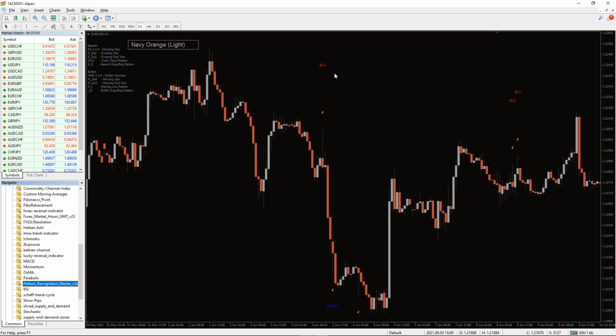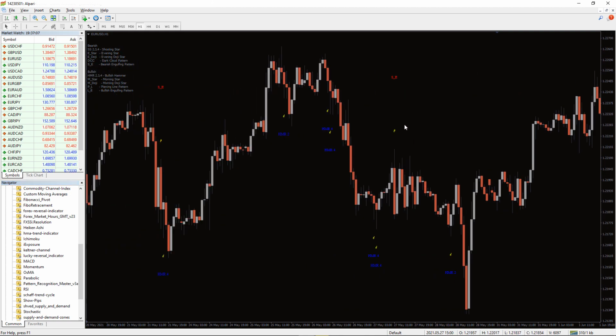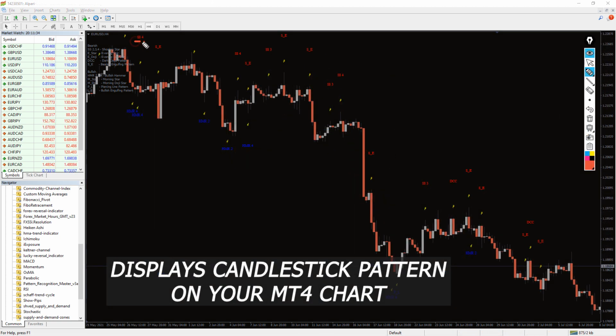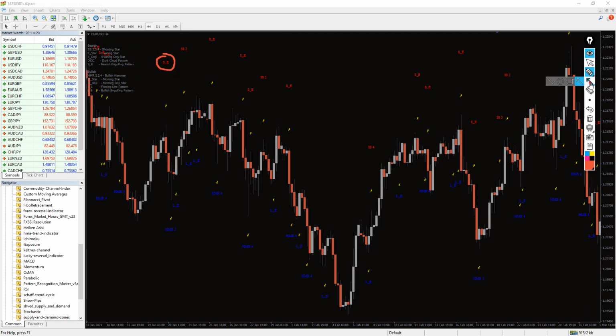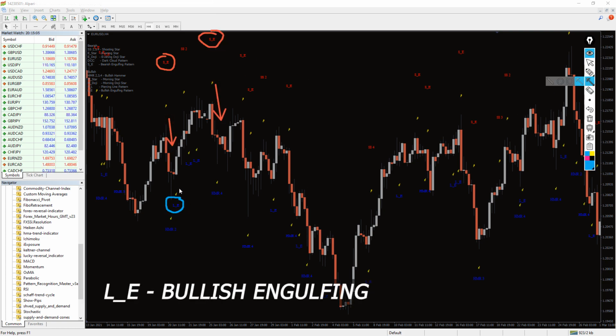The Pattern Recognition Master indicator simply tells you what candlestick patterns are on your chart in real time. It displays these details by placing some letters on new candlestick patterns as they form. And on the top left corner of the chart, the indicator shows what each letter stands for. For instance, SE stands for a bearish engulfing candlestick pattern on the indicator, and LE stands for a bullish engulfing candlestick pattern.